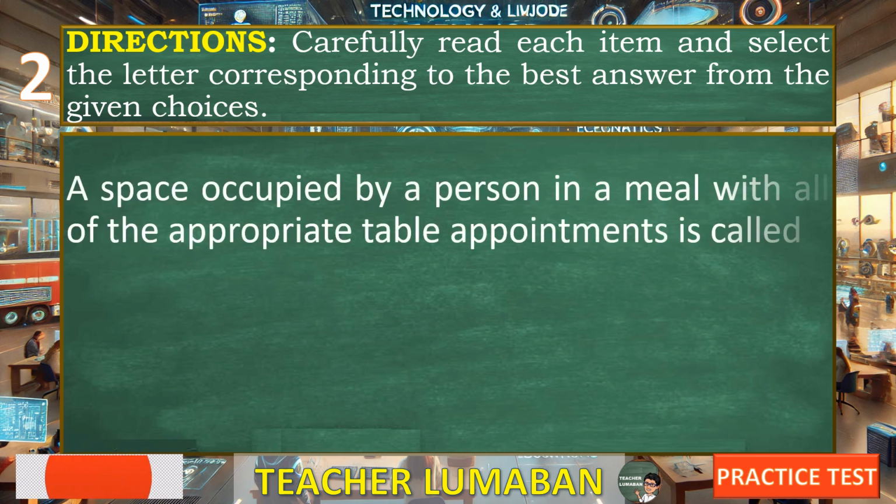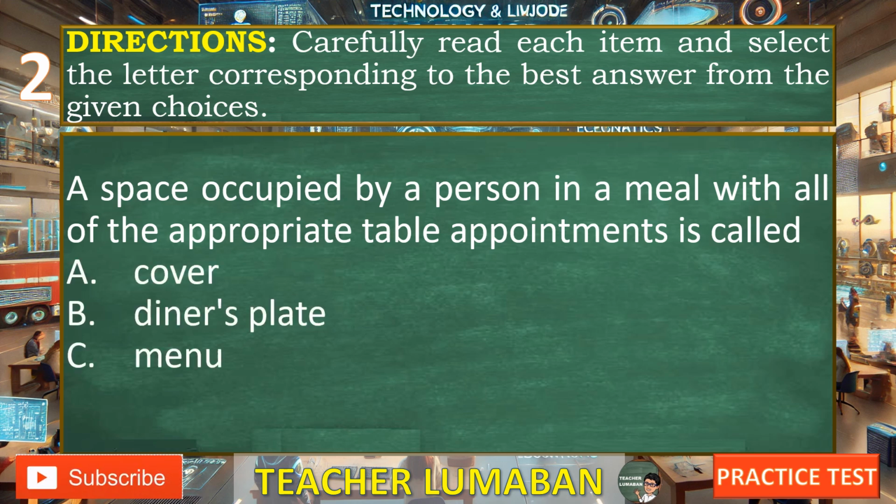A space occupied by a person in a meal with all of the appropriate table appointments is called: A. Cover, B. Diner's plate, C. Menu, D. Placement.